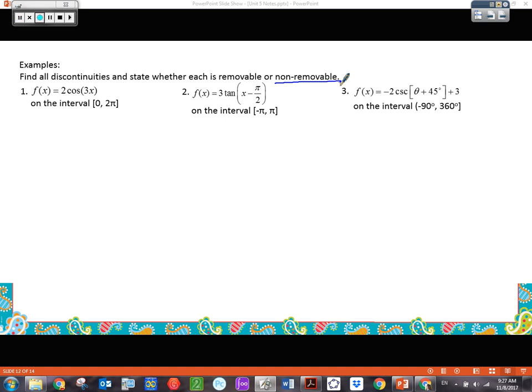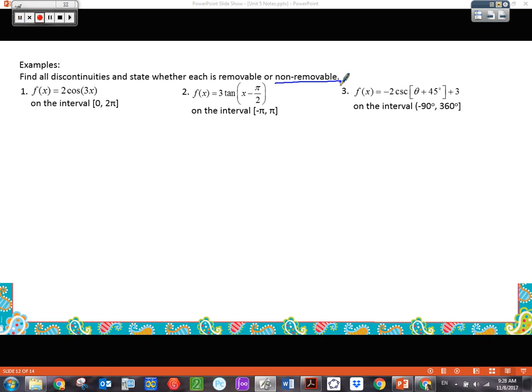What's the only kind of removable discontinuity? A hole. And we're not dealing with those with trig. We'll deal with those later. So they are all going to be non-removable. All right. So let's start with our first problem.